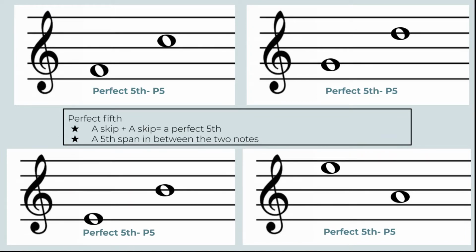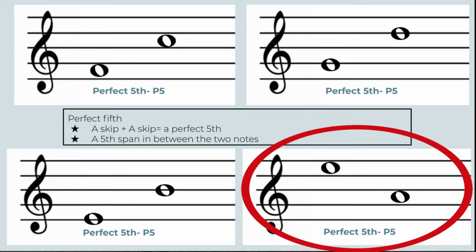So the perfect fourth is identified as a skip plus a step, but the perfect fifth is identified as a skip plus a skip. So 2 skips gives you a span of 5 letters, which is equivalent to a perfect fifth interval. When finding a perfect fifth, you can simply count 5 notes away from the initial note that you started with to find your perfect fifth interval.